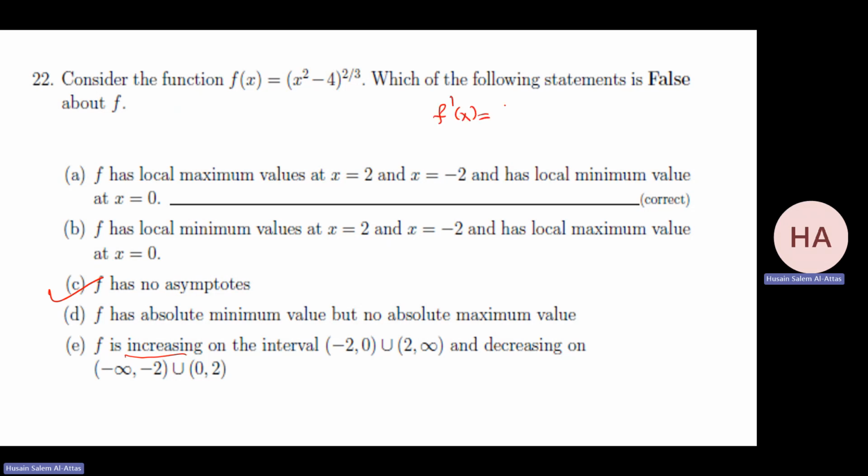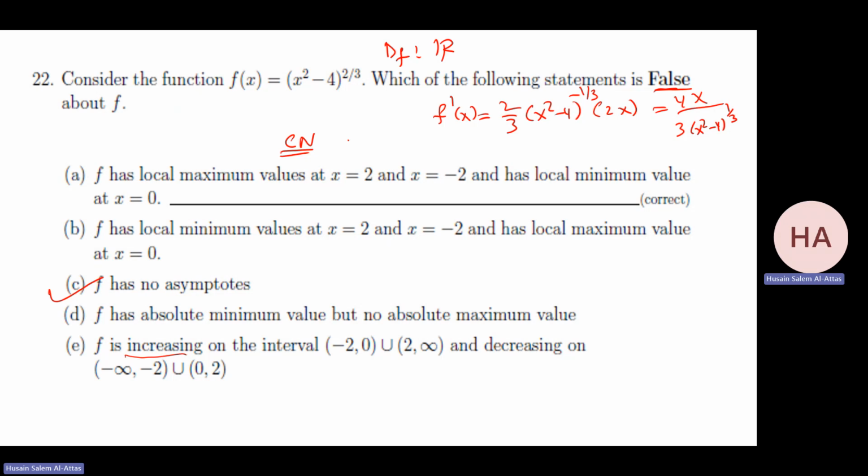I'm getting 2 over 3 times (x squared minus 4) to the power minus 1 over 3, times 2x. So that gives me 4x over 3 times (x squared minus 4) to the power 1 over 3. Okay, critical numbers. What are the critical numbers? By the way, the domain has no restriction.